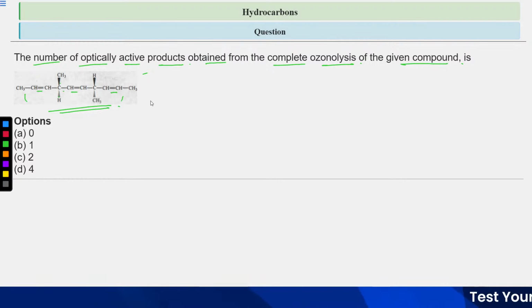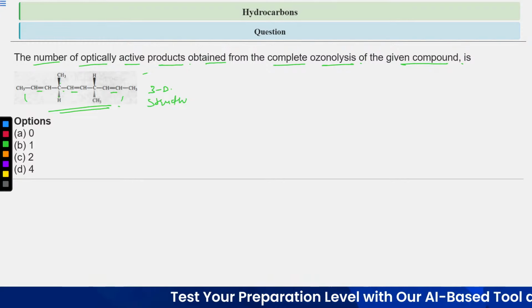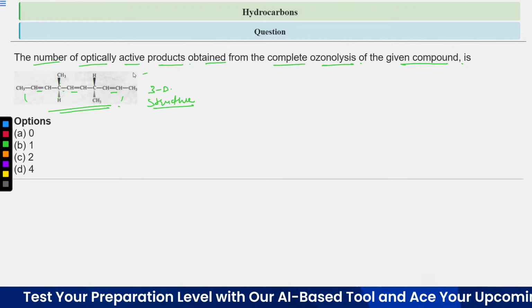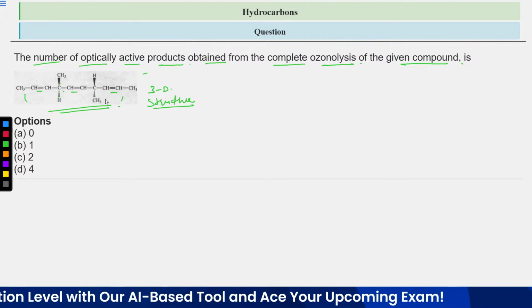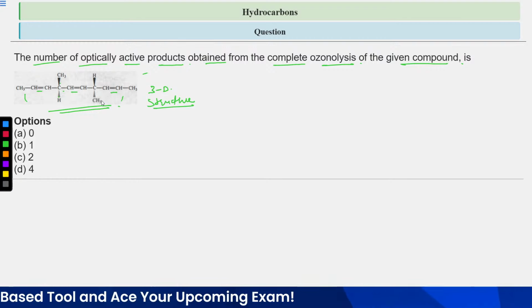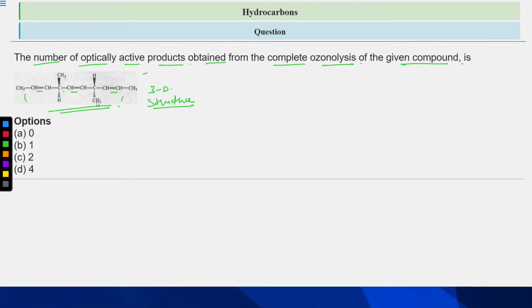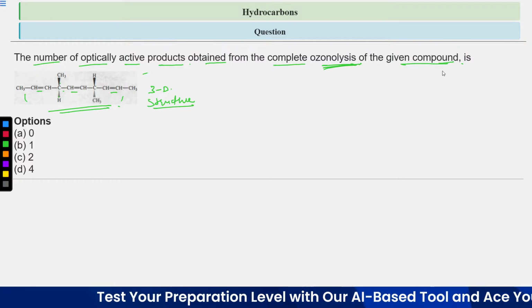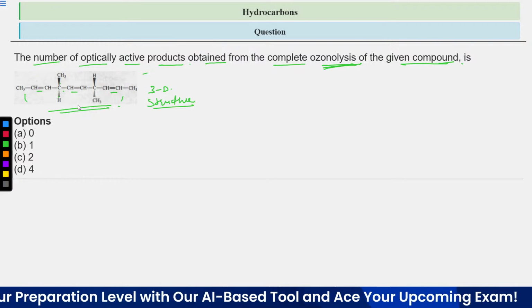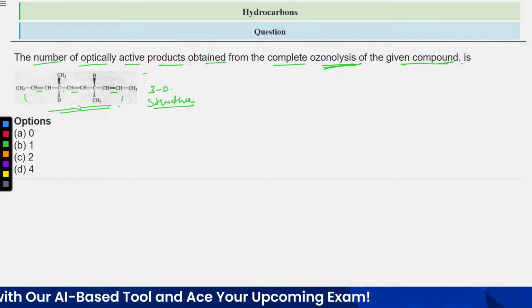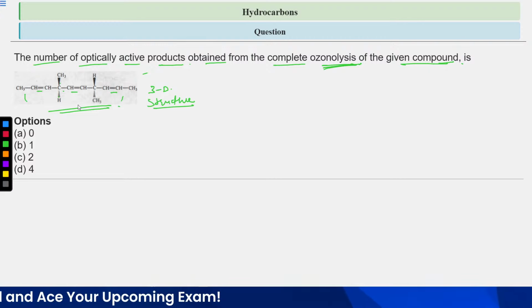So basically you can say this is the spatial arrangement of methyl at the 2 carbons, right? In the first one it is outward the plane, and in the second it is inward the plane, the methyl position, right? And the hydrogen position is vice versa. So this is the structure, and we are asked what will be the number of optically active products obtained when you do the complete ozonolysis of this given compound. The options are 0, 1, 2, or 4.